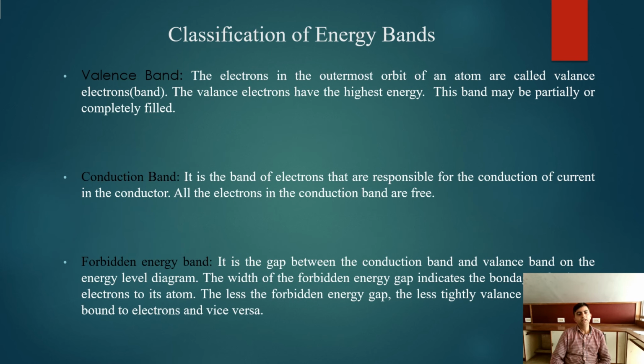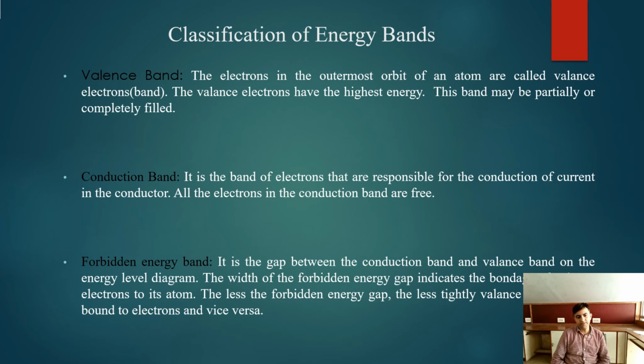Here we have three types of bands: valence band, conduction band, and forbidden energy gap. The valence band is the band of electrons in the outermost orbit of an atom, called valence electrons. These valence electrons have the highest energy, and this band may be partially or completely filled. The conduction band is a band of electrons that are responsible for the conduction of current in the conductor, and all the electrons in the conduction band are free.